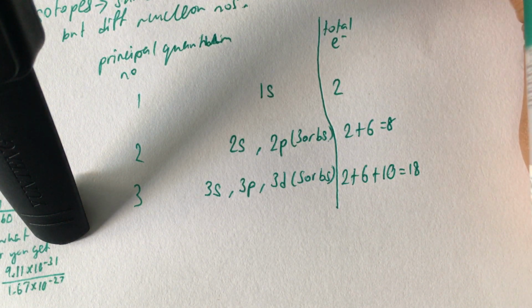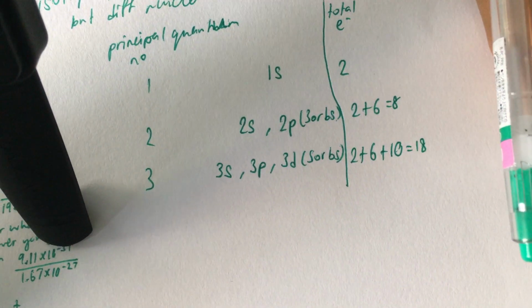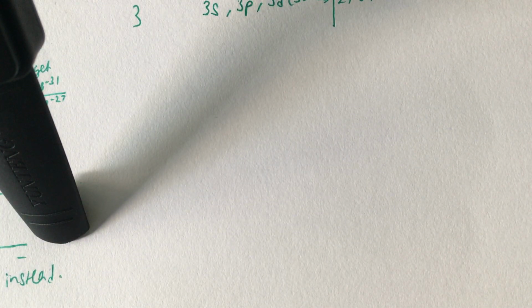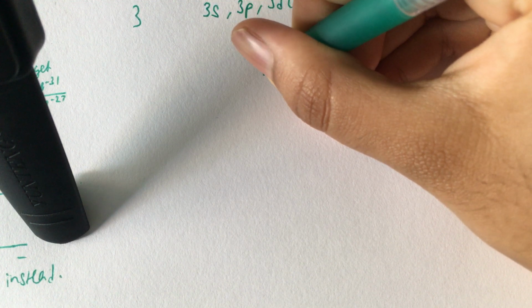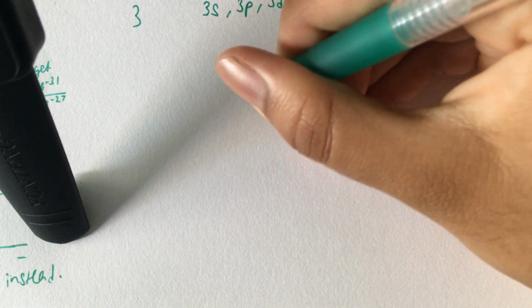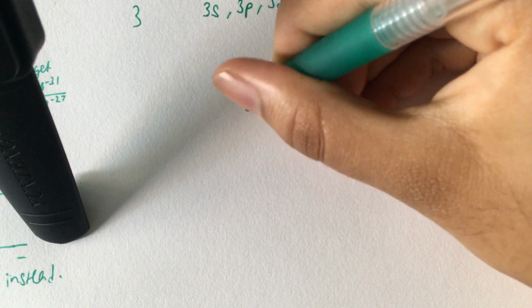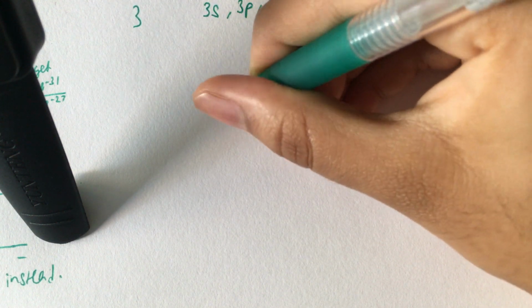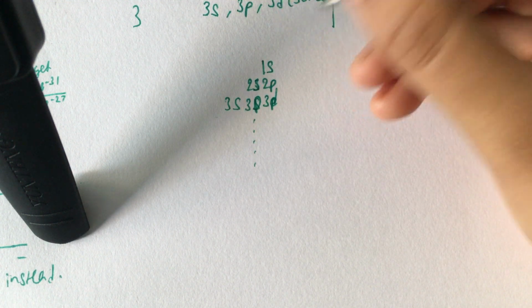The s orbitals generally have a lower energy than the p orbitals, which would generally have a lower energy than the d orbitals. But the easiest way to see which orbital has a lower energy is by writing down 1s, then 2s, 2p below it, then 3s, 3p, 3d below it, and then 4s, 4p, 4d, 4f. I don't think you really need to think about the f, but that's basically how it works. And then you draw an arrow diagonally downwards.